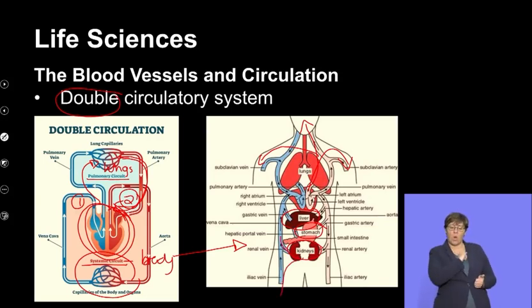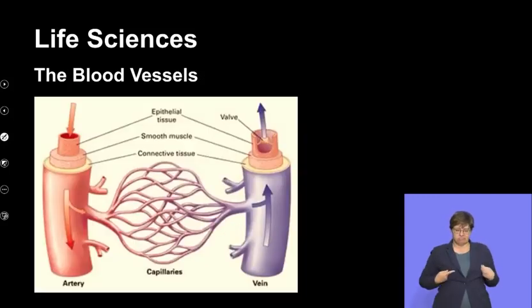Where else does my blood then need to go? Down to the very, very tip of my toe. And then it's got to come back up again. So as you can see, the systemic is all the different parts of my body that are going to need the blood. Okay guys, the next concept that we need to look at are the blood vessels.